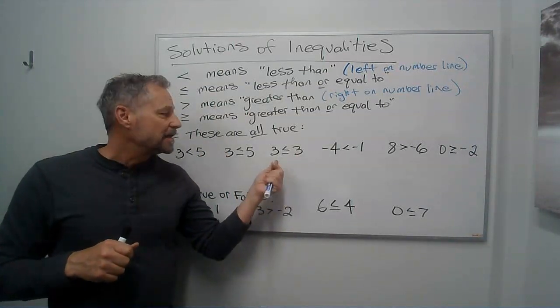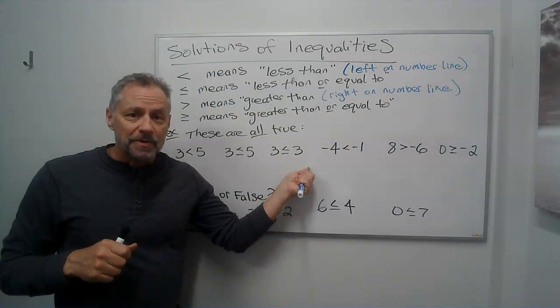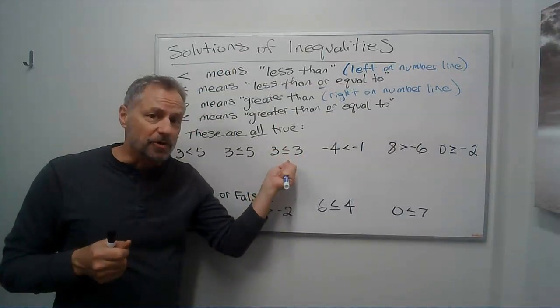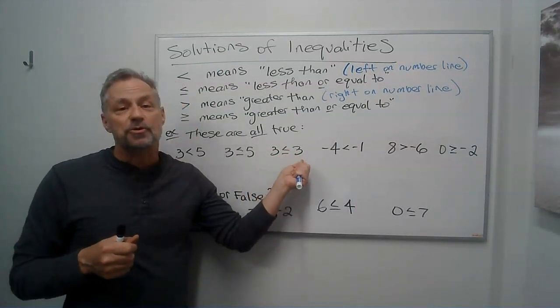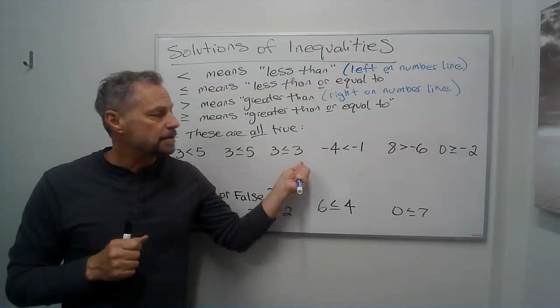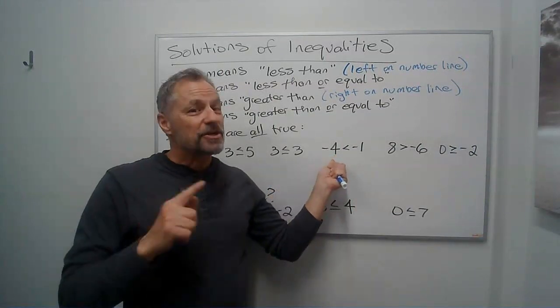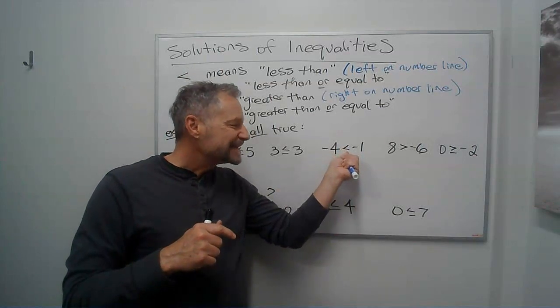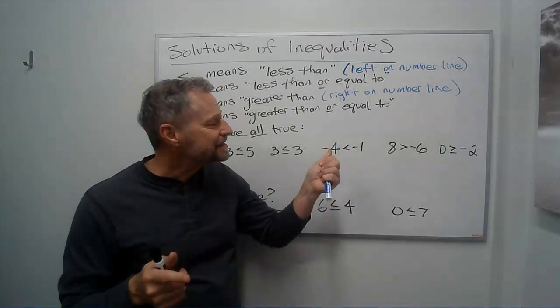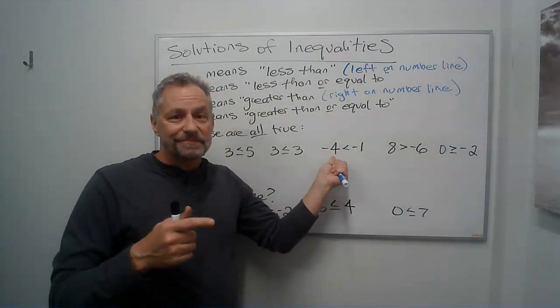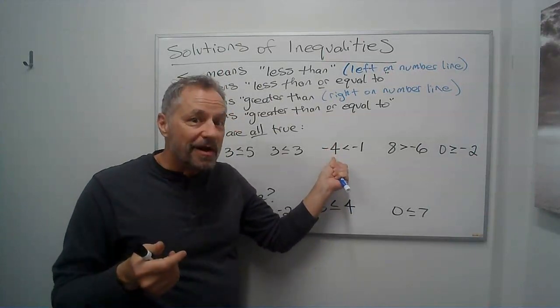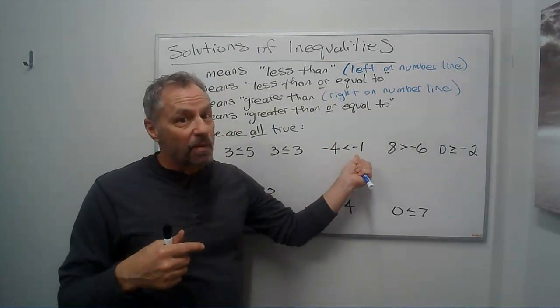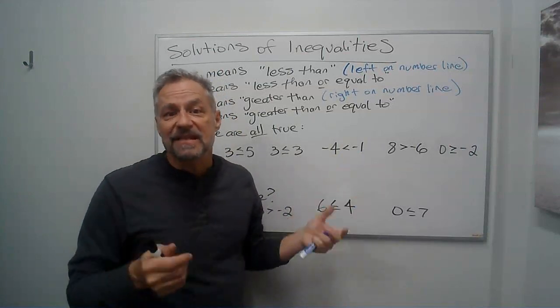Same with this one. 3 is less than or equal to 3. It's not less than, but it is equal to. So since 3 is equal to 3, this one's true as well. This one's a little confusing. -4 less than -1. It's like, well, if I spend $4, I have less money than if I spent $1. So in that regard, I can see that it's true.